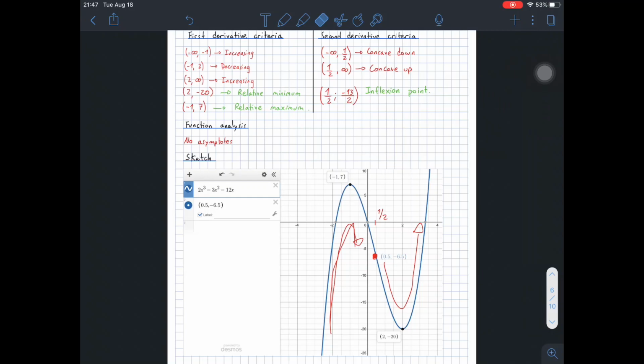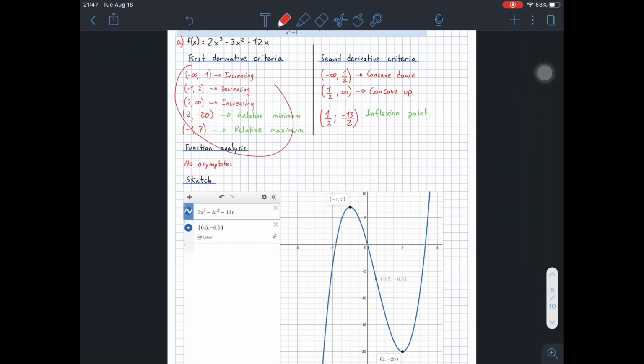And the point, let me erase this for a second. The point (1/2, -13/2). Negative 13 over 2 is the same as saying negative 6.5. It's an inflection point, and that's exactly what you can also see in this graph. This point over here corresponds to an inflection point because it's the point where the concavity of the graph changes. Okay, so I hope it's clearer now what each of these answers we got in the previous parts are actually referring to.